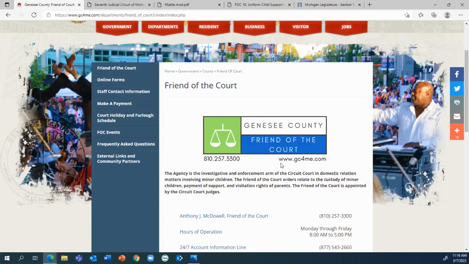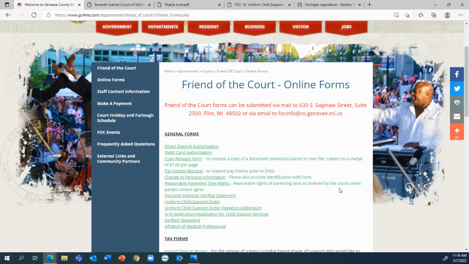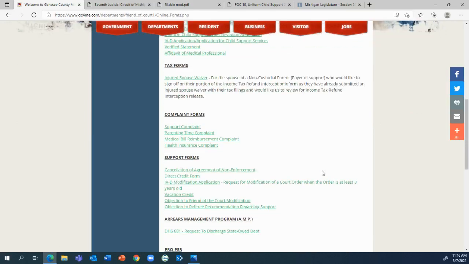So once you get to the Friend of the Court website, there's a whole bunch of useful information here. We have gone over how to use our website before, but the online forms is what we're going to try to go over today. We've got a lot of forms available, and that is constantly growing. So feel free to always check to make sure whether we have the form available on our website. Reminder that we have done videos on how to do a uniform child support order and how to do a uniform child support order deviation addendum.